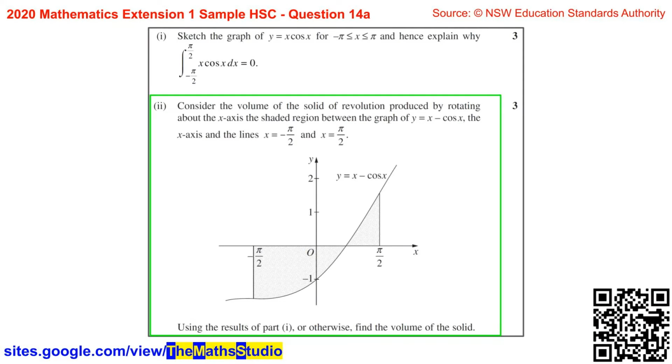Part 2. Consider the volume of the solid of revolution produced by rotating about the x-axis the shaded region between the graph of y equals x minus cos x, the x-axis, and the lines x equals negative pi over 2 and x equals pi over 2. Using the results of Part 1, or otherwise, find the volume of the solid.